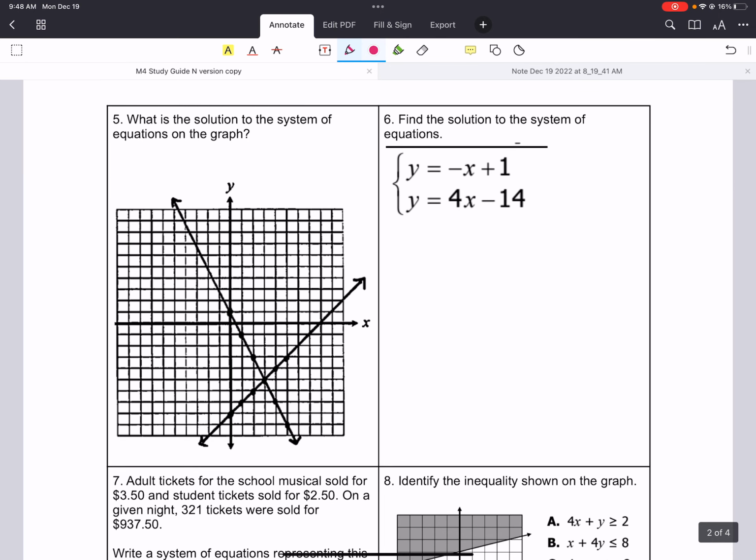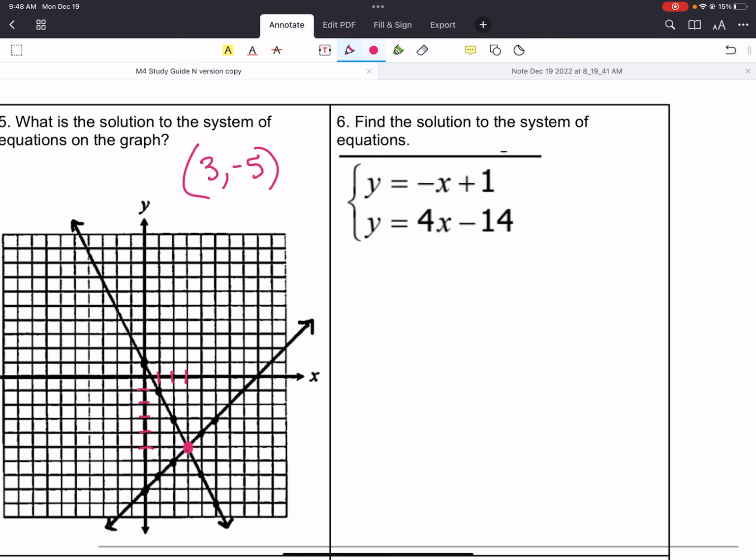Number 5, what is the solution? It's right there where they intersect. So let's see, that'd be 1, 2, 3, and then negative 1, negative 2, negative 3, negative 4, negative 5. 3, negative 5. Find the solution to the system of equations.